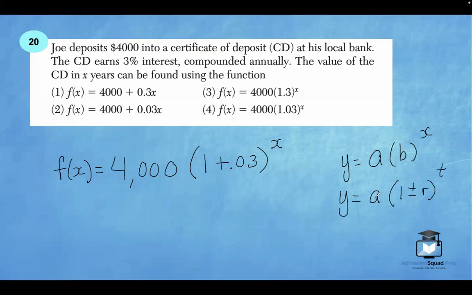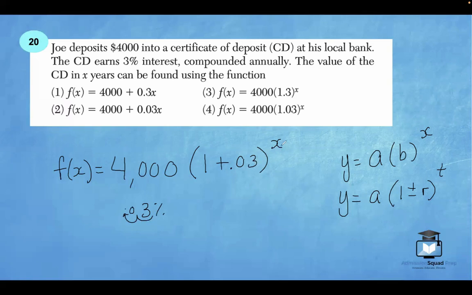So a represents our initial amount, which in this case was $4,000. We're always going to have the number 1, and then we need to decide, are the numbers going up or are they going down? In this case, they're going up because we want to grow our money, right? And then we need to turn the percent into a decimal. So we're going to move that decimal 2 places to the left, 1, 2, and that's how we ended up with 0.03 right here.